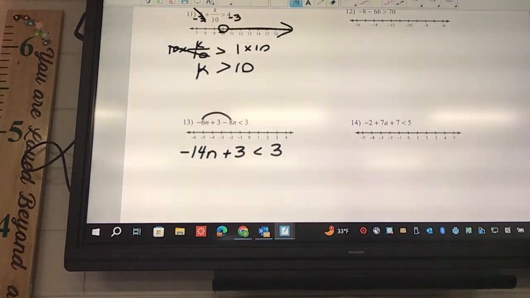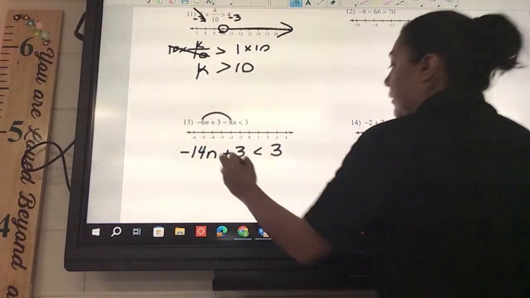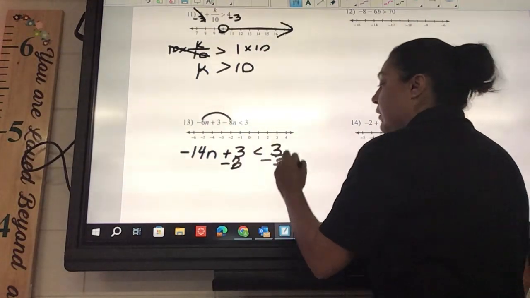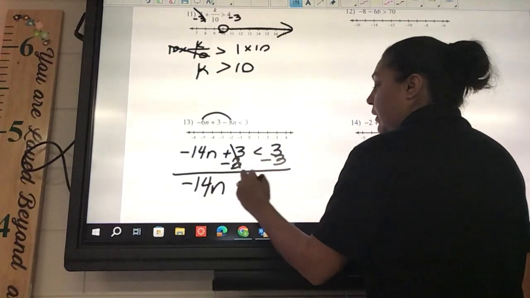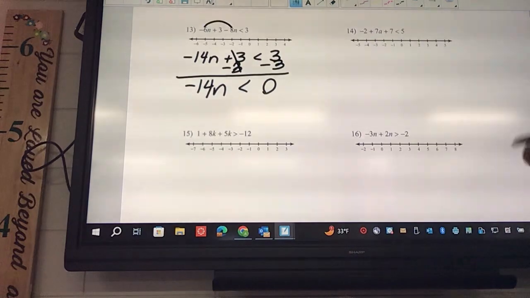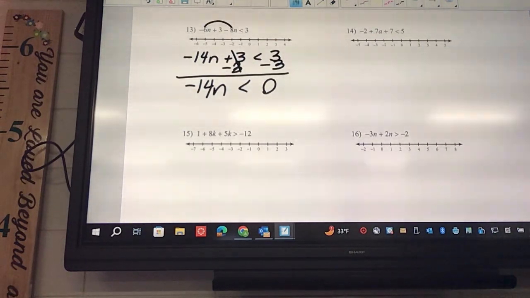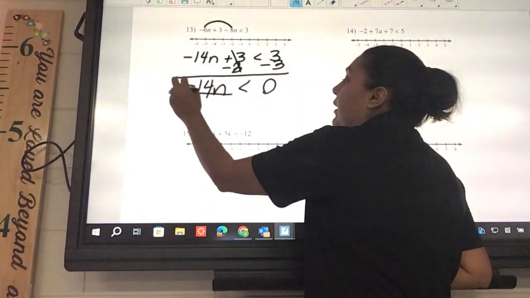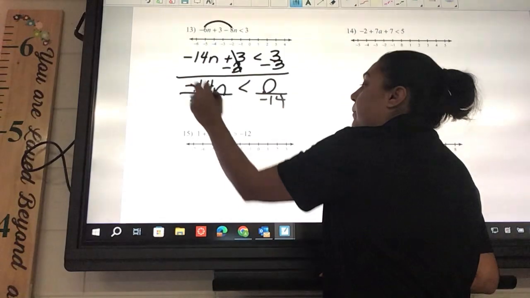Okay, who's the third wheel? Who needs moved? We're going to say -3. So I'm going to get -14n. 3 minus 3 is going to be 0. Okay, and then what needs to happen? How do we break up that couple? Divide by -14. And we have to flip because it's negative. Yep, we do need to flip.